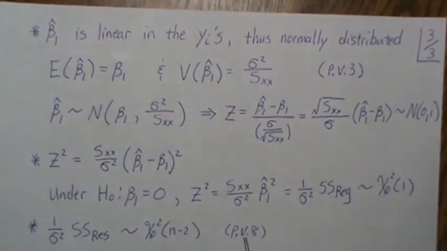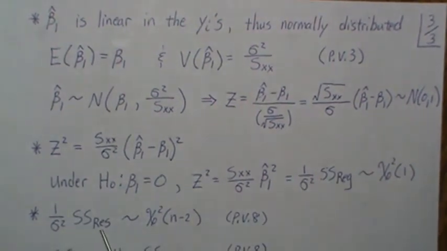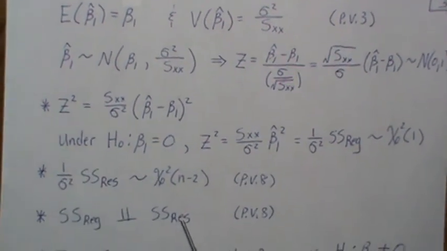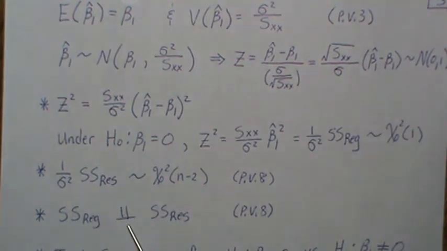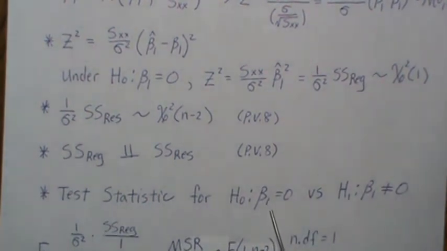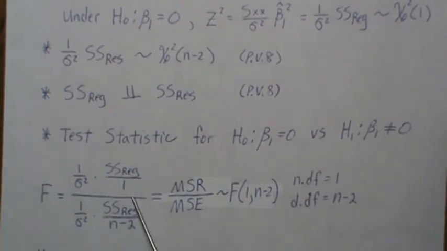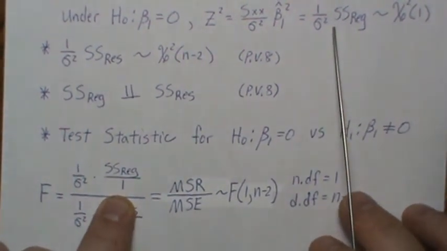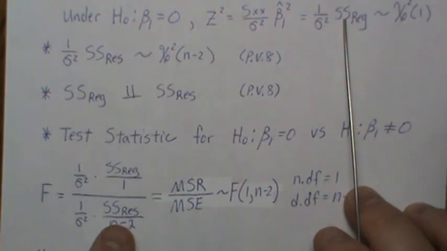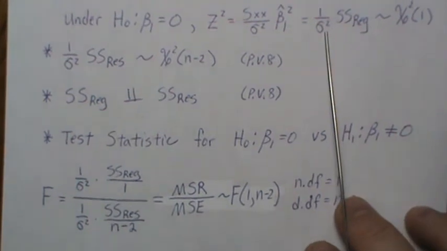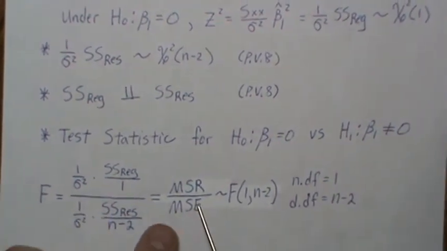So in PV8, previous video 8, we showed that the sum of squares residual was a central chi-squared with n minus 2 degrees of freedom. We also showed that the sum of squares regression is independent of the sum of squares residual. So the test statistic for beta 1 equal to 0 versus beta 1 not equal to 0 is this. Okay, so this is our sum of squares regression right up here. And then what we do is we put an estimate in for this. So it looks like we're just doing sum of squares regression over the estimate.